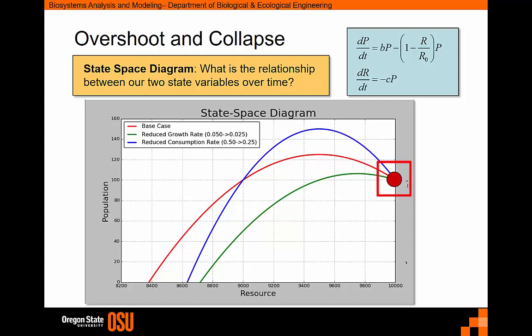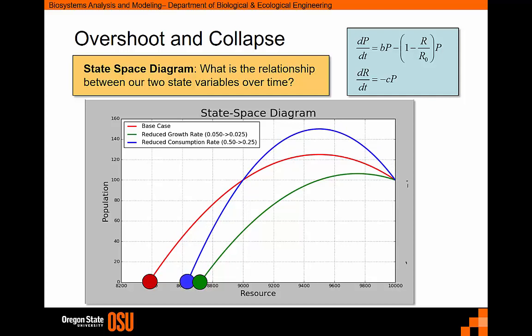Initially, at time 0, our system starts at the right-hand side of the state space. This represents the initial conditions that we place our model in. For the base case, the system follows the red path. For the reduced per capita growth rate case, the system follows the green path through time. And finally, for the reduced per capita consumption rate case, the system follows the blue path through time.